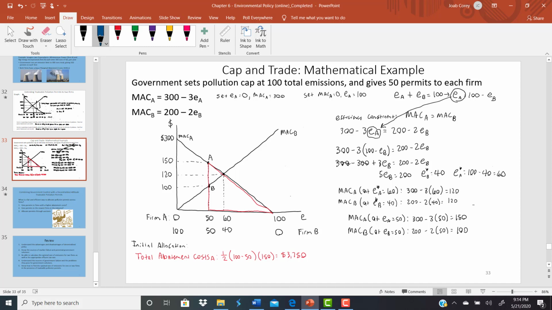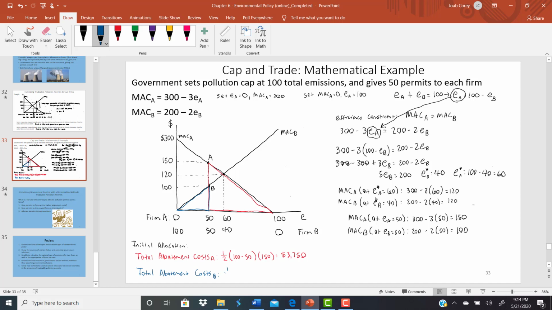Now, let's take a look at firm B. So we're going to look at the total abatement cost for them. When looking at the total abatement costs for firm B, again we have to think of firm B starting out over here with 100 emissions, and then they have to get rid of 50 emissions as a result of this new rule. So firm B is going to be getting rid of emissions all the way down to 50 here. When you're talking about getting rid of emissions, they're going from left to right, from 100 down to 50, so it's the area of that triangle there.